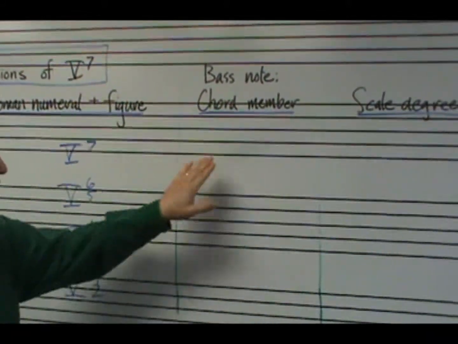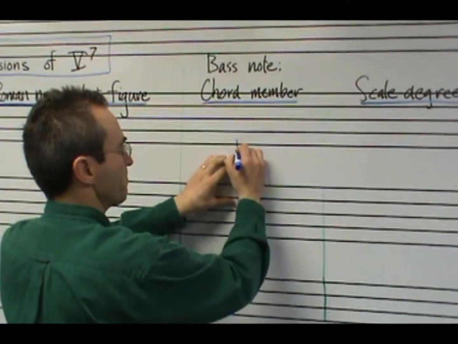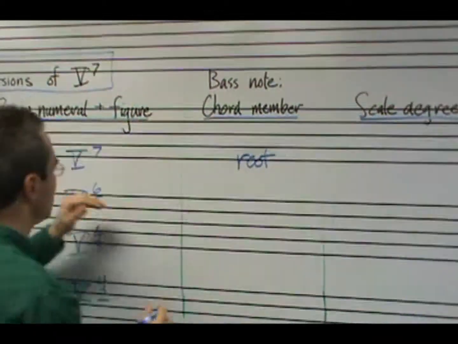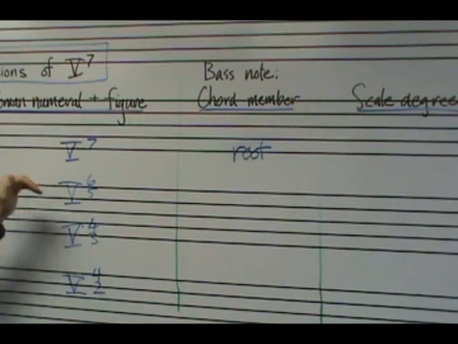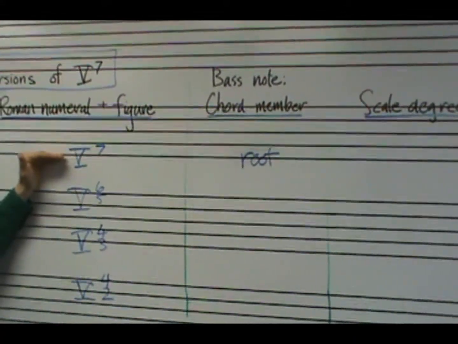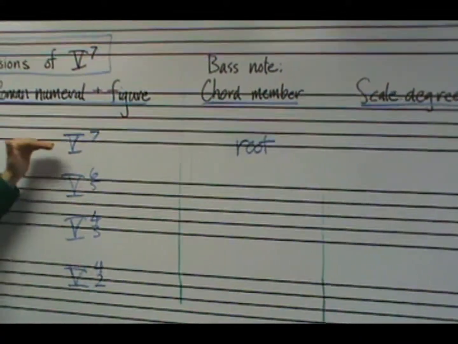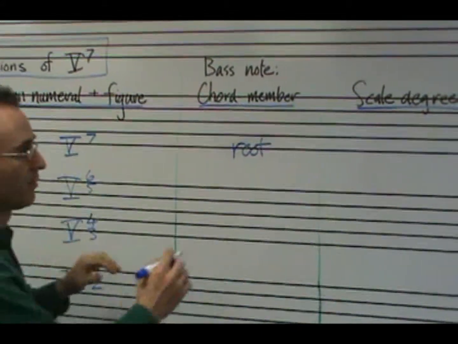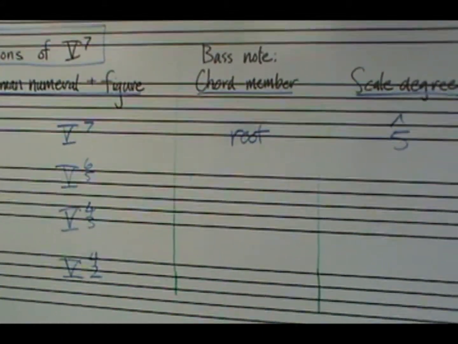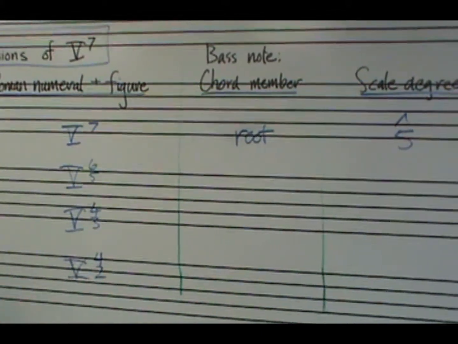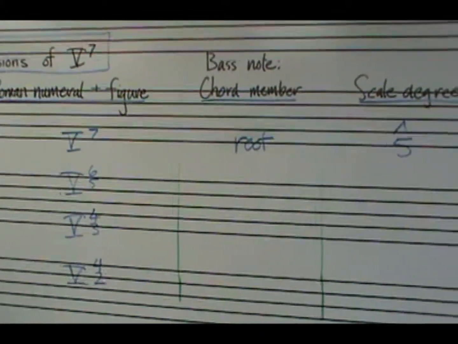If the root is the bass note, I'm dealing with a V7 chord. Okay, well, if you've got a V7 and you've got the root in the bass, the root, of course, is scale degree 5. So I'll write that here. That one's pretty easy. We're used to that. V7, okay, the root's got to be scale degree 5.